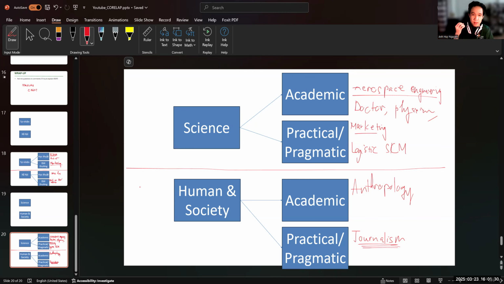Yeah. So this type of framework will help you to better choose your major in university.